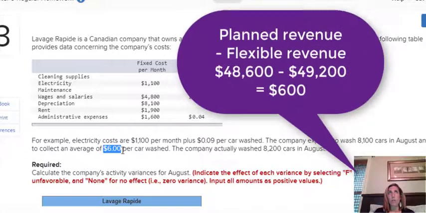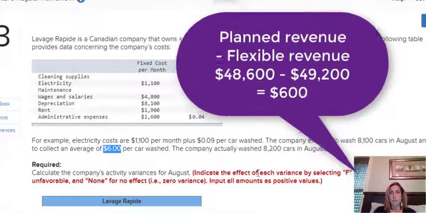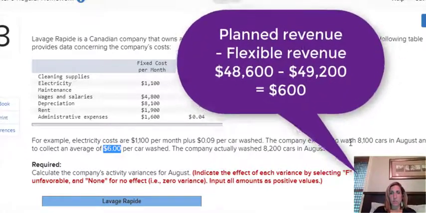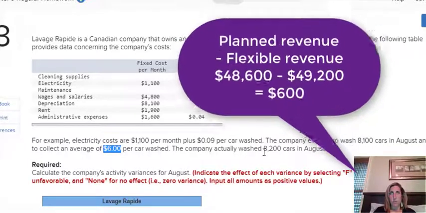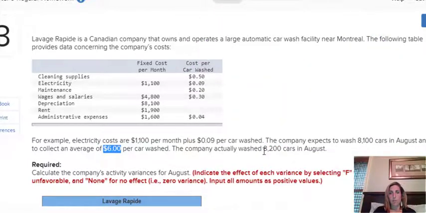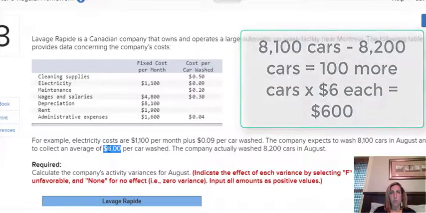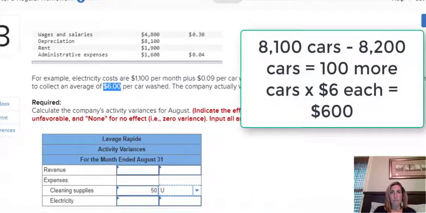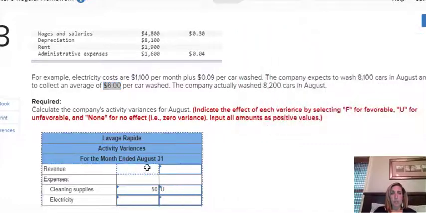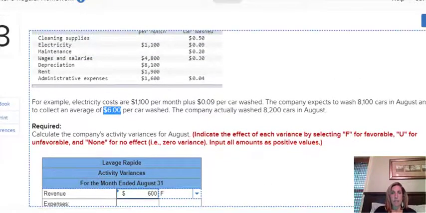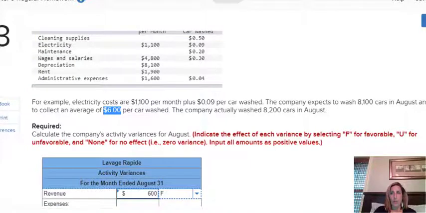Or we can just find the difference in the units, which is 100 cars, 8,100 compared to 8,200 cars, and multiply by the $6 revenue amount. So I will have $600 in revenue activity variance. This would be favorable because I have more activity and generated more actual revenue.